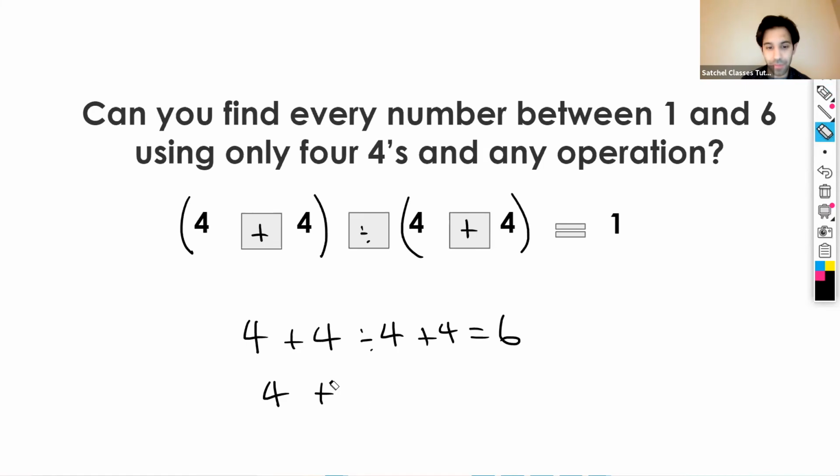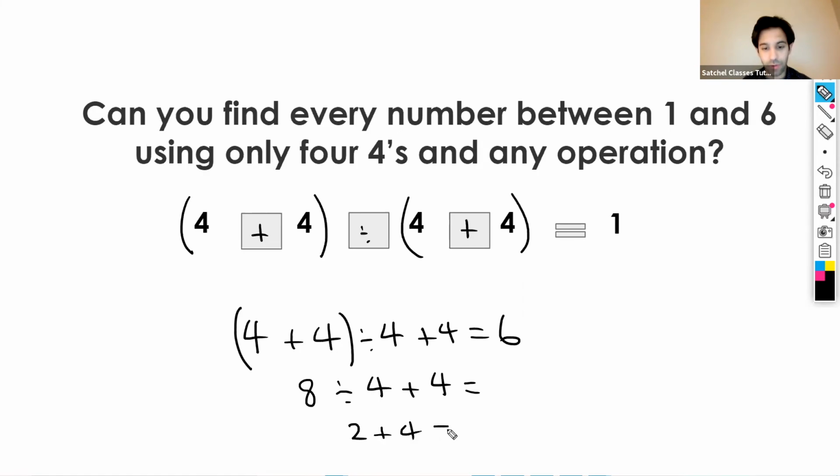However, I can fix the problem here with brackets. The way I can go about doing this is, if I want 4 plus 4 to come first, well, I can insert 4 plus 4 inside the brackets. So now this would work, because we'll follow the order of operations. 4 plus 4 is 8, divided by 4 plus 4. So 8 divided by 4 is 2, and 2 plus 4 is 6. So with these brackets in place, I can get the answer 6.